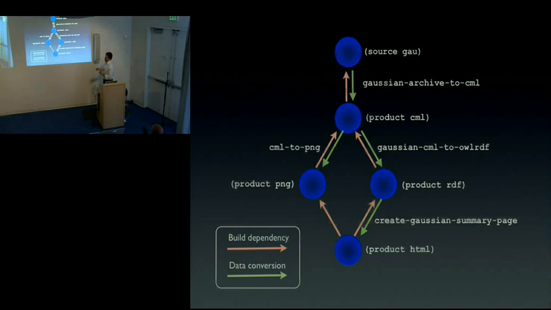What we want is to visualize this stuff in a web application, this linked data application. To do that, we need some RDF, and we probably need some pretty pictures. To get the pretty pictures, we need the CML. To get the RDF, we need the CML as well.